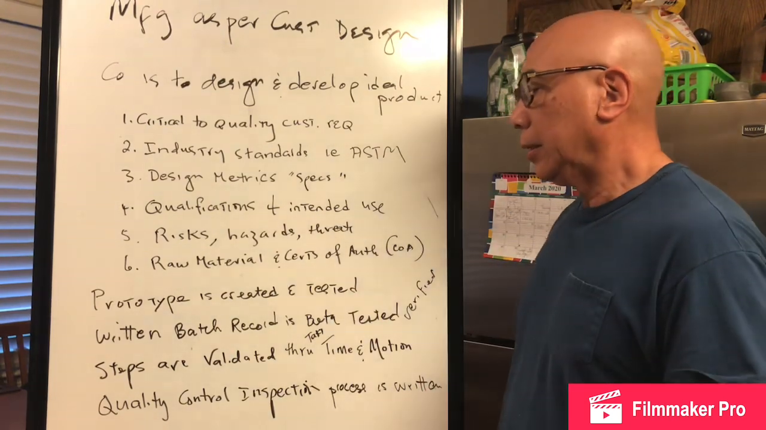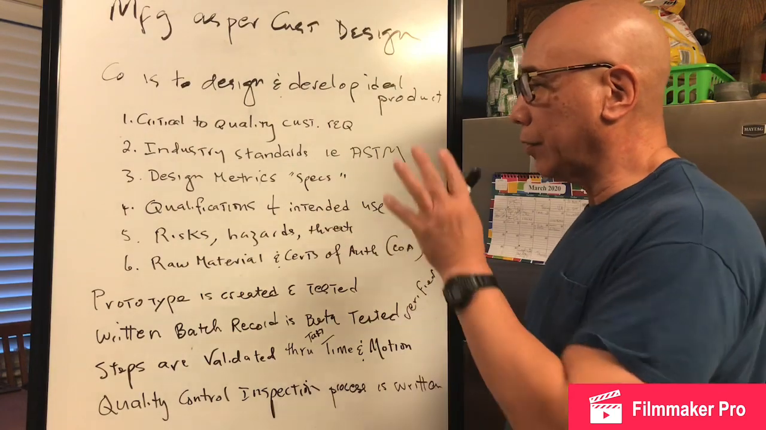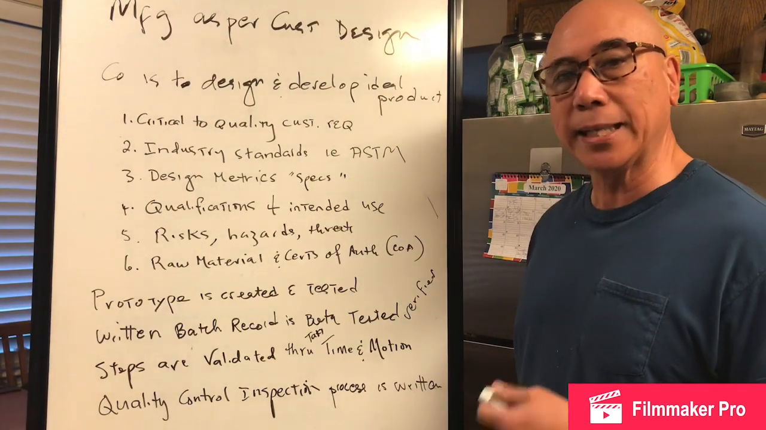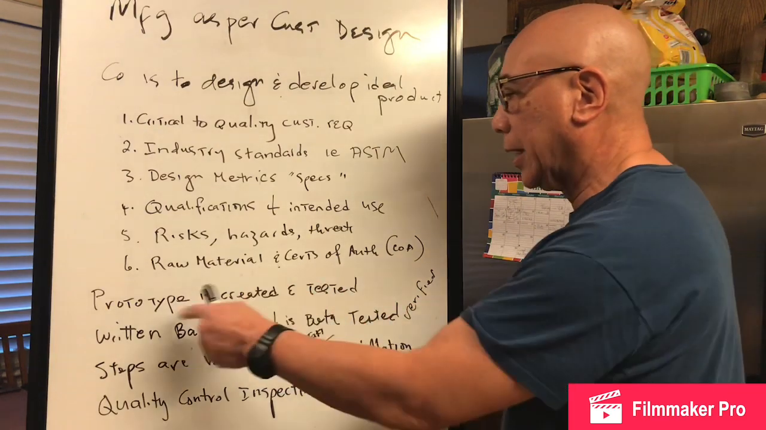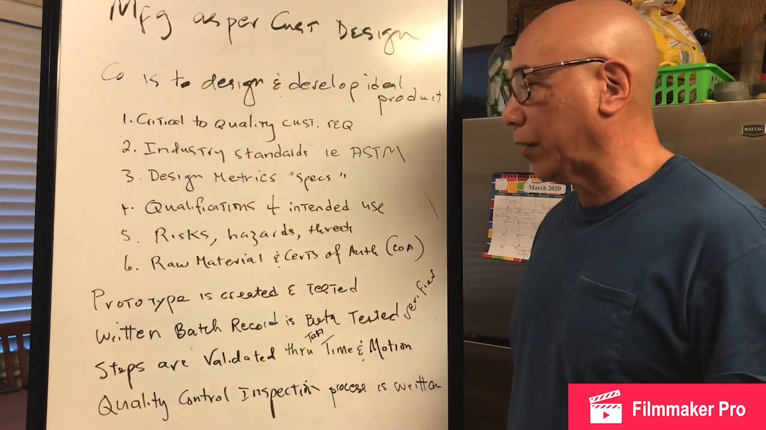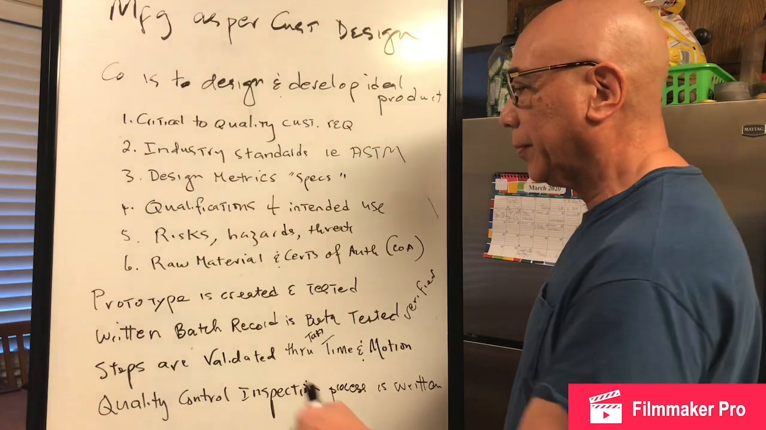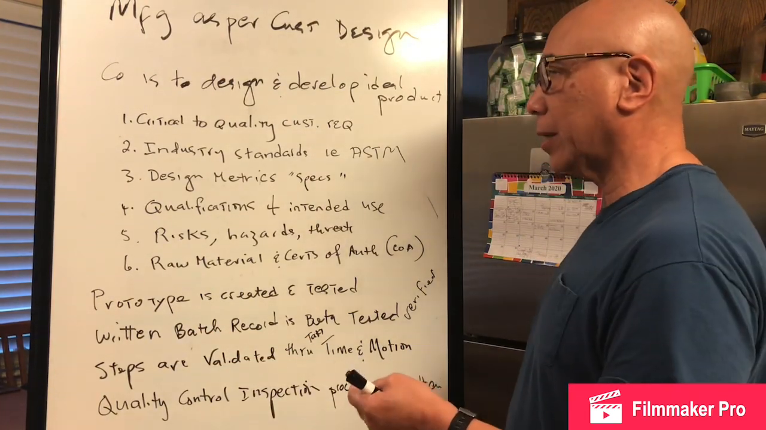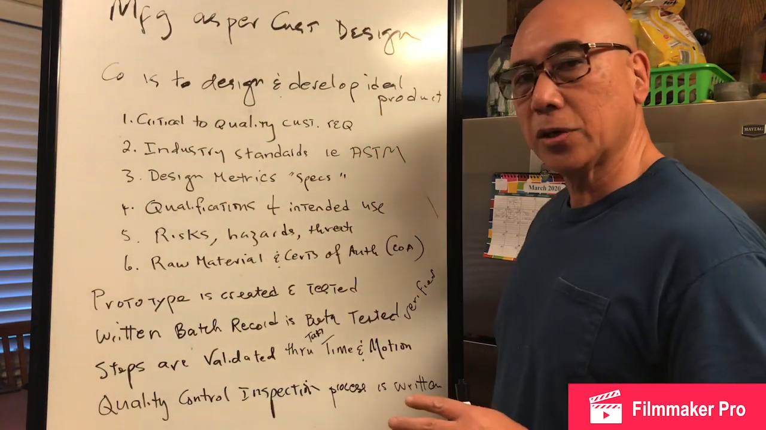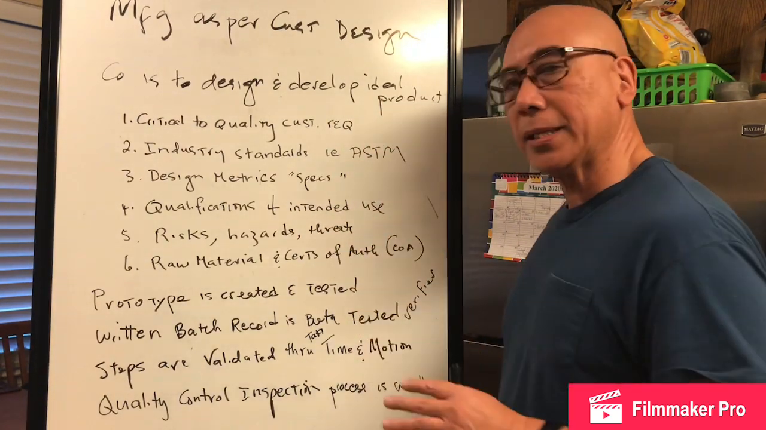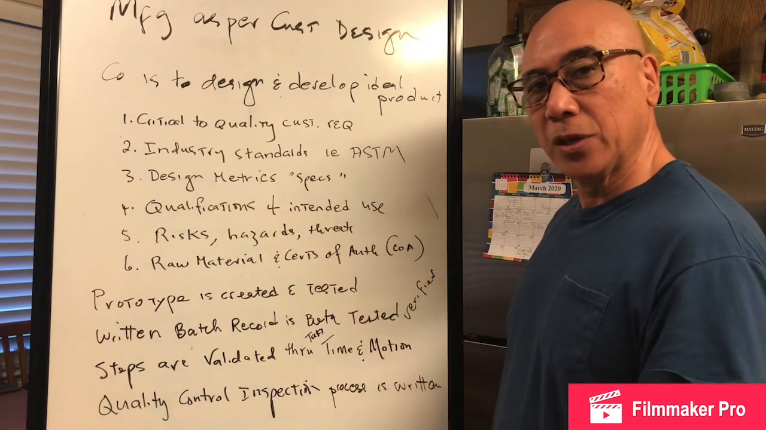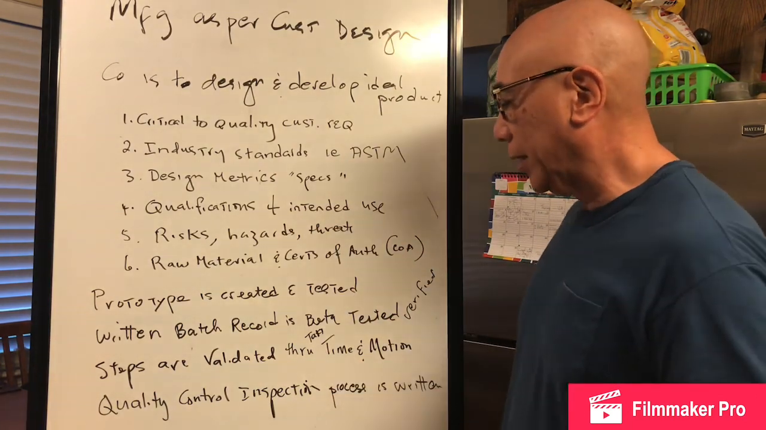Okay. So once you have all of that and you've got this nice design, you create a prototype and then you test it. You test it based upon these qualifying factors. And if that works out, then you create a batch record. You create a batch record that has all of the materials, the tools and equipment necessary to make it, and finally the sequential steps to follow to come up with an end result.